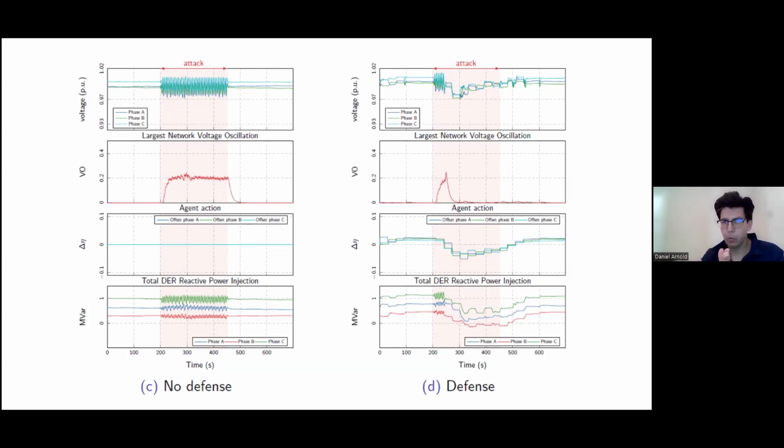And then what happens when we deploy our controller is that very quickly after the attack occurs, we are able to mitigate those oscillations. And you can see the energy of the oscillations in the second subplot from the top on the right is drastically reduced. And then the actions our agent took in the third and fourth subplots are also shown.